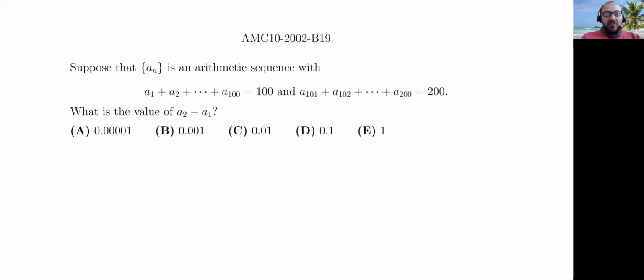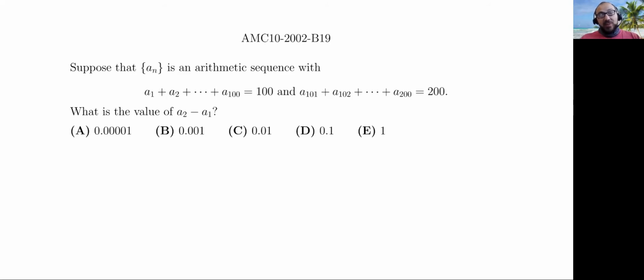So let me share with you. Here's a problem from a past AMC 10. Here we have an arithmetic sequence. The first 100 terms add up to 100. The next 100 terms add up to 200. And we're going to find the common difference in this arithmetic sequence.